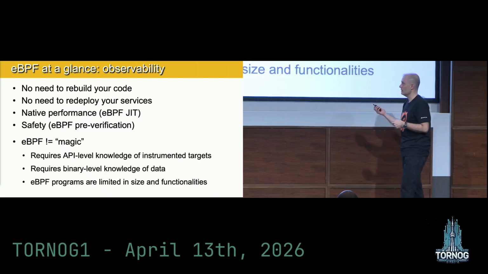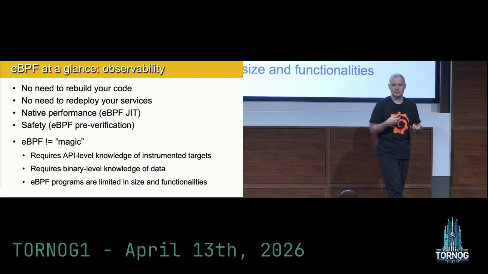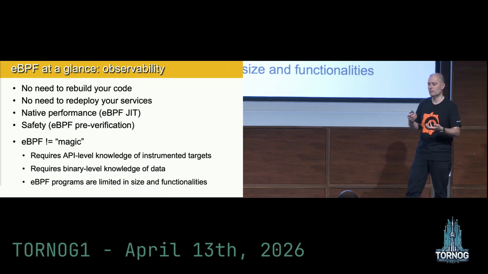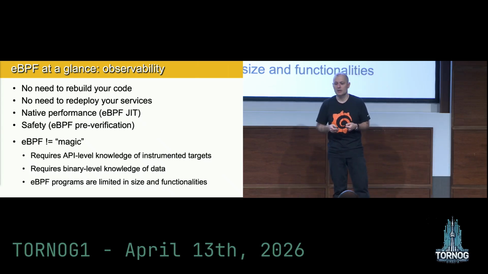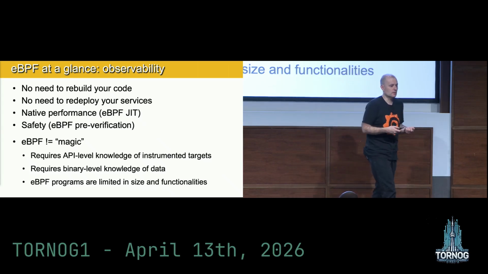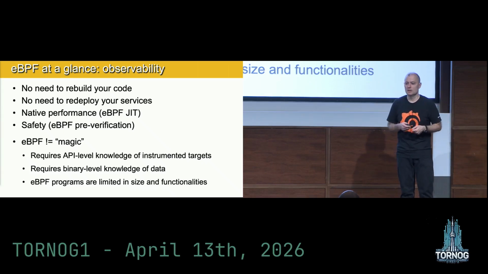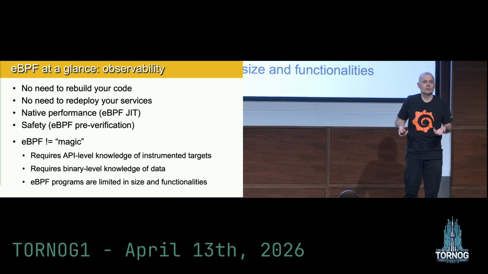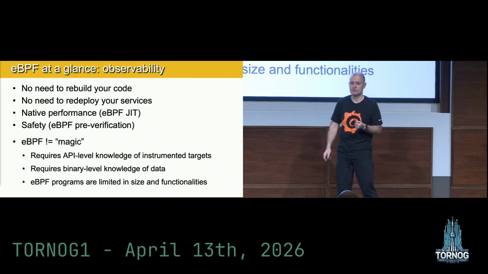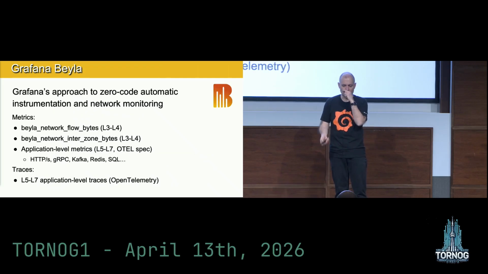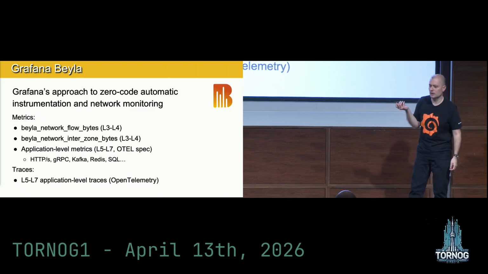The downside is, it's not magic. It does require a lot of low-level API knowledge of the kernel. If you patch things and you look at a data structure, you need to know the binary representation. And finally, the eBPF programs, because they're not supposed to destabilize a kernel, are limited in size and functionality. So you don't have loops, for example, because adding a loop on something important in a kernel would be bad news.